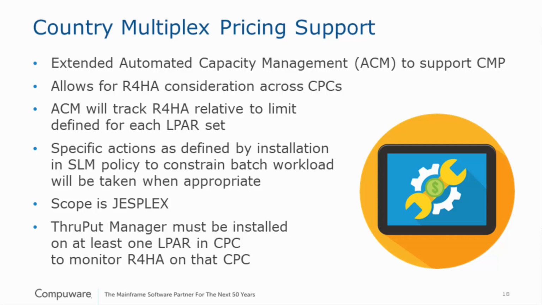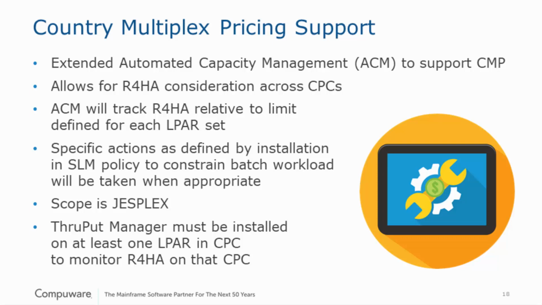So Nancy, do you want to go into a little more detail around what we're doing for country multiplex pricing? Sure. IBM has introduced this new pricing methodology, which is designed to include multiple CPCs when calculating the rolling 4-hour average. The SCRT report will be based on the rolling 4-hour average for all CPCs in this multiplex. ThruPut Manager, as Spencer said, already has automated capacity management, which monitors and reacts to the rolling 4-hour average on a single CPC. This support will expand ACM across multiple CPCs.